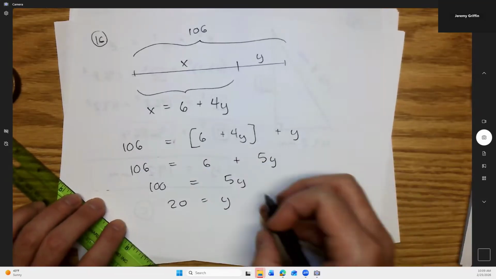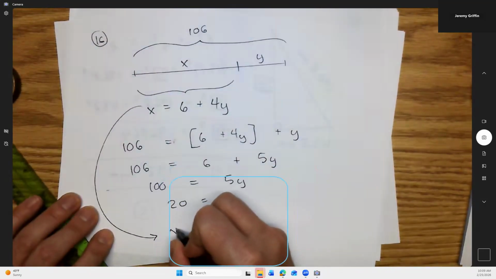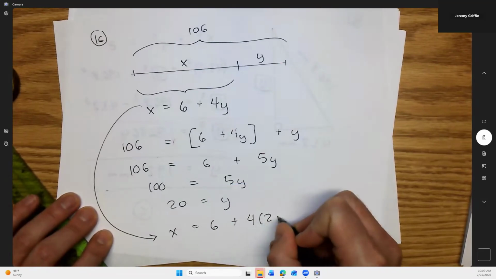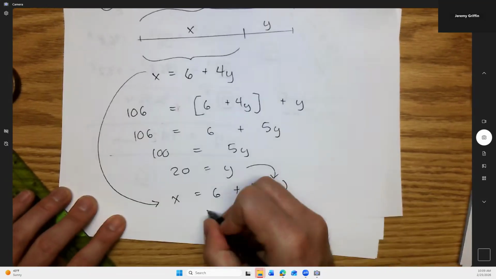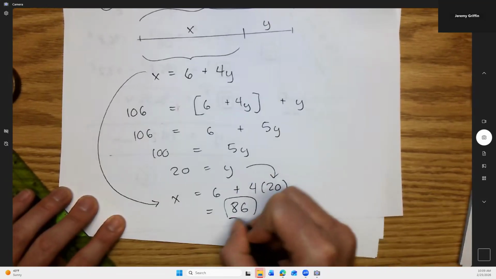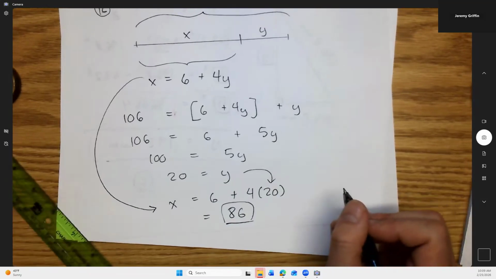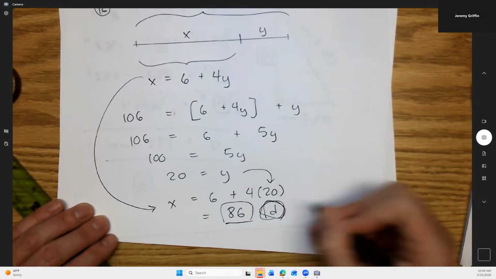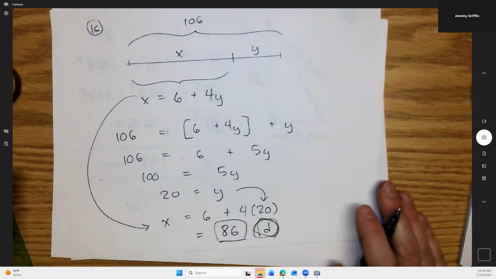But now let's take that y, go back and solve for x, because x was 6 more than 4 times y. Now you know y is 20. So x is 86. Is that a multiple choice? Looks like D is 16D. Yeah, 16 is D. All right, everybody's got 16 is D?